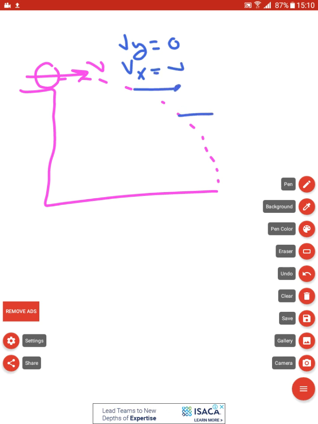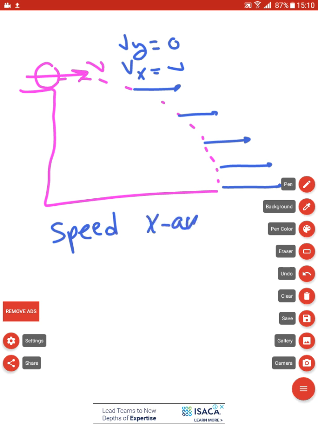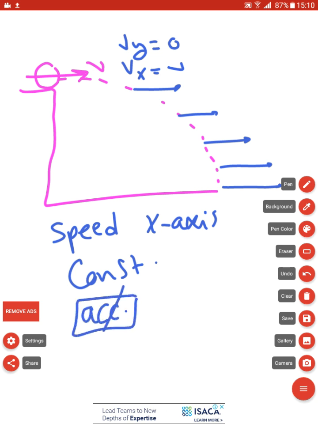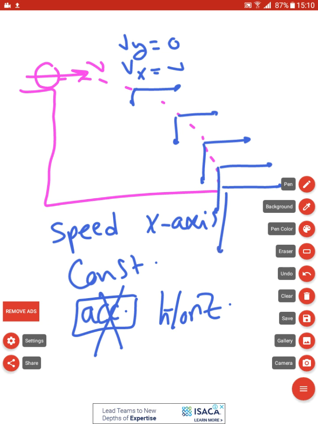The speed acting on the x-axis will not change. The speed acting on the x-axis is constant. Why is it constant? Because the acceleration of free fall will not affect the horizontal motion. But you can find that the speed on the y-axis starts at 0 here, then the speed on the y-axis will increase directly. So we have an increase in speed on the y-axis.